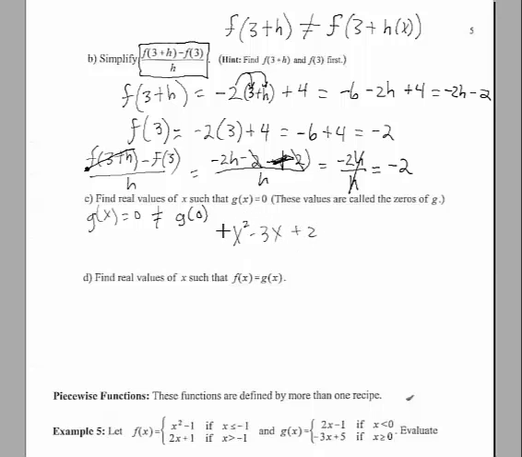Okay, this is g of x. This is telling us g of x should be set equal to 0. So I'm going to take this polynomial and just simply set it to 0. And now we have a quadratic equation. It's already set up in standard form. So all we have to do is factor it. And hopefully it's factorable.